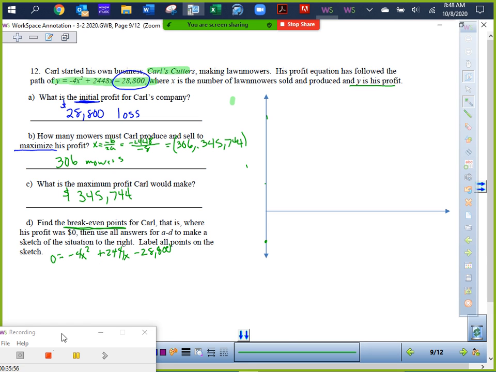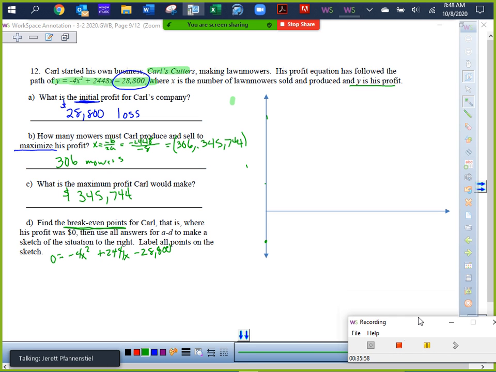Quadratic formula makes way more sense. I don't have to waste any time finding two numbers that multiply together to be this and add together to be that, because the numbers are ridiculously huge. It's like you spend all day doing that. So let's use the quadratic formula. Why don't you pause the video and get it set up?